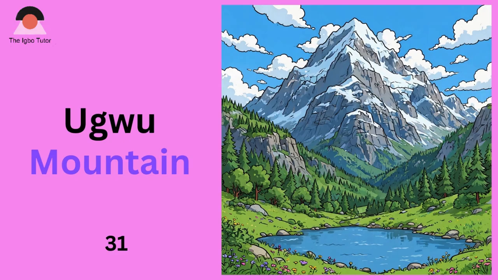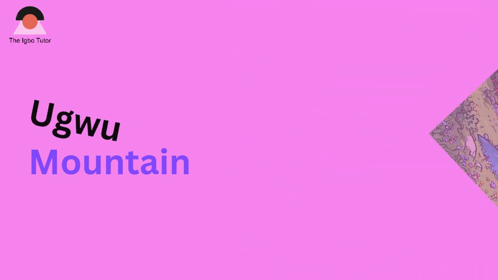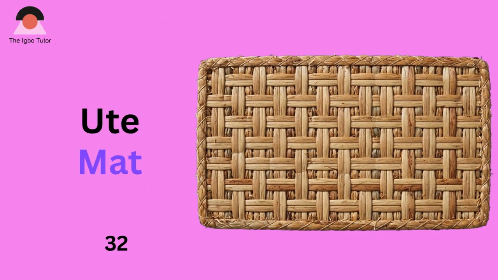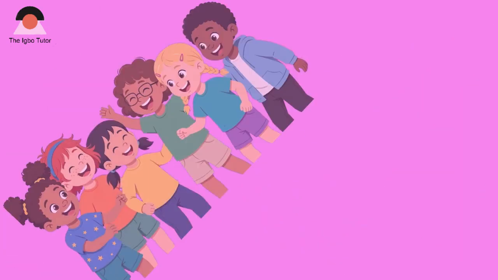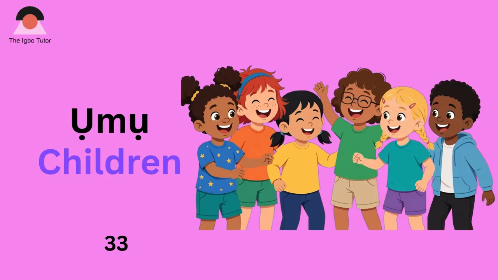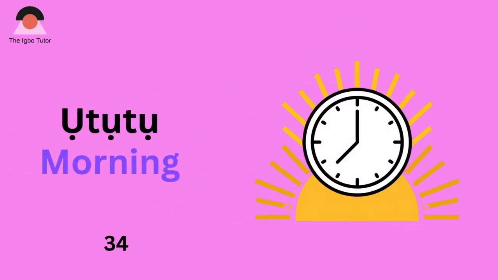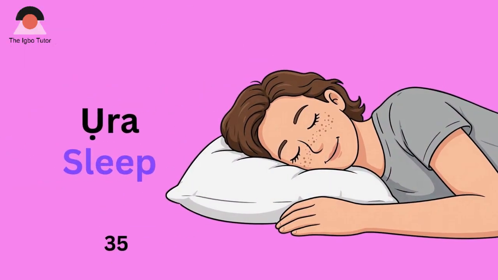We move 31, ugu, mountain. Let's go 32, ute, mat. We go 33, umu, children. Let's go 34, ototo, morning, morning hours or morning.